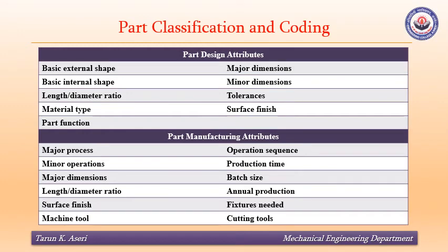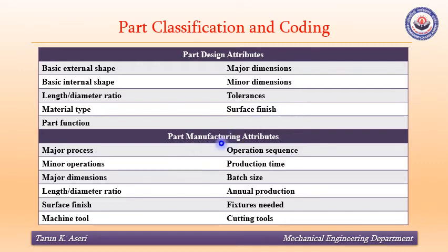Regarding the design and manufacturing attributes, what kind of design attributes should we look at? First of all, the external shape of the part, internal shape of the part, length to diameter ratio, the material of the part, the part function, the major dimension, minor dimension, tolerance, and surface finish. These are the part attributes. On the basis of that, similar parts are segregated and a part family is prepared.